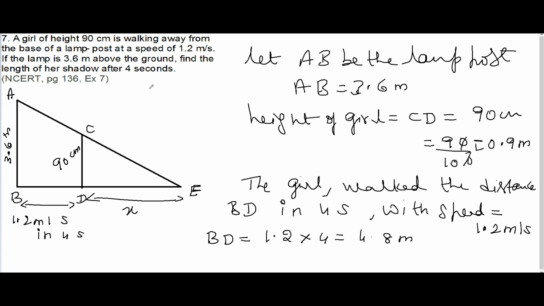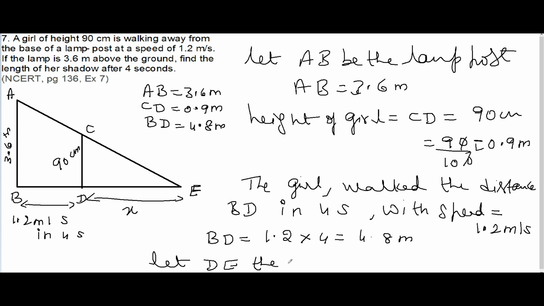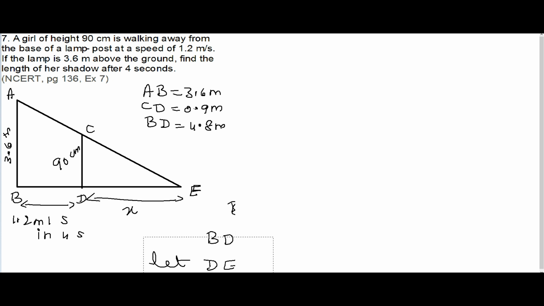So, we got all the required things, which I am putting here. AB we got, which is 3.6 meter, and CD we got, which is 0.9 meter, and BD that also we got, which is 4.8 meter. What we have to find? We have to find the shadow, which is X. So, let DE, the length of shadow, be X. Now, it is simple. We just go by the similarity and prove the rest of the part here.